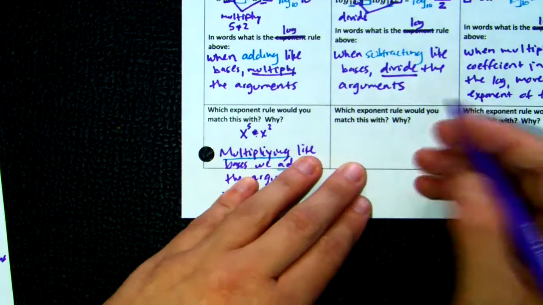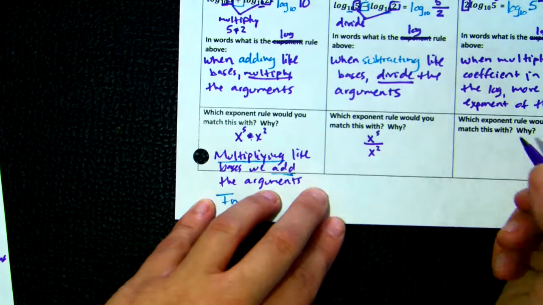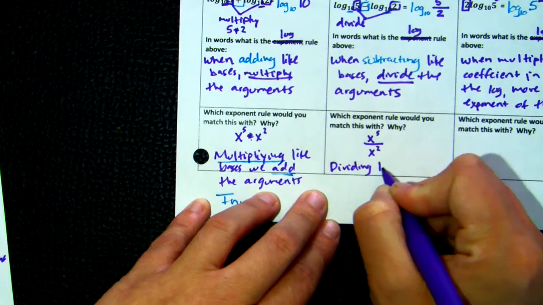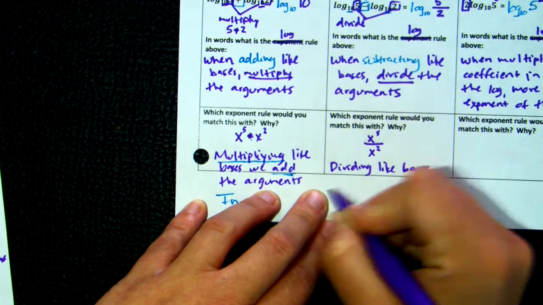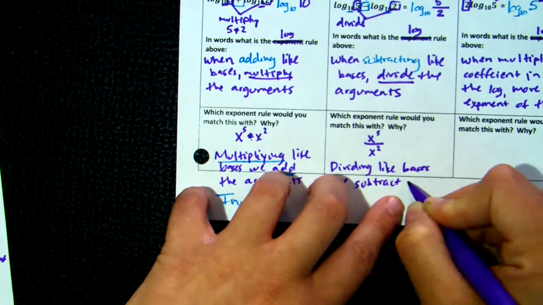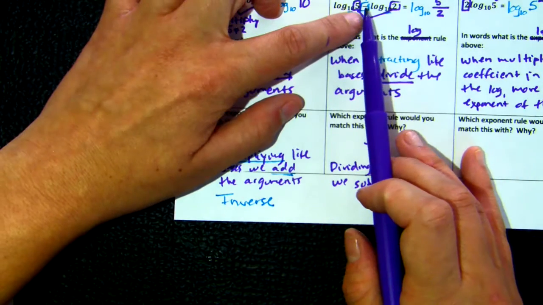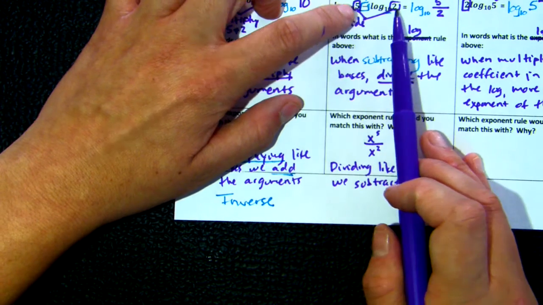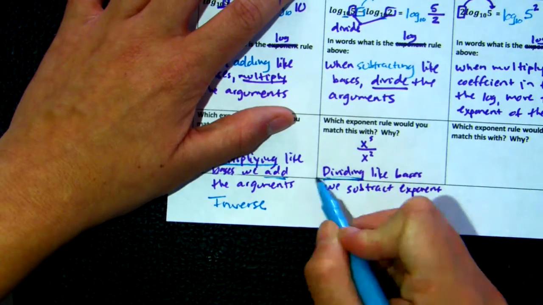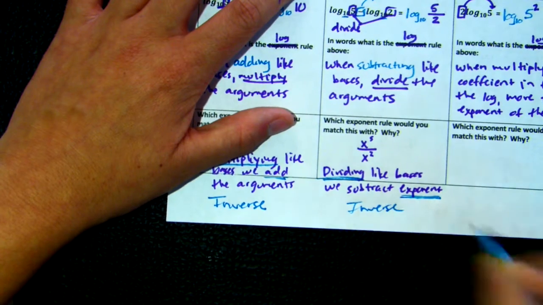Same thing for this next one. The exponent rule I think it matches with is our division rule, because our exponent here tells us that when we are dividing like bases, we subtract exponents. And again, the log rule here says when we are subtracting like bases, we divide arguments. Okay? So again, same operations in the opposite or inverse order.